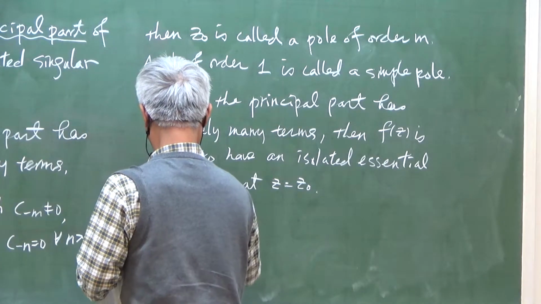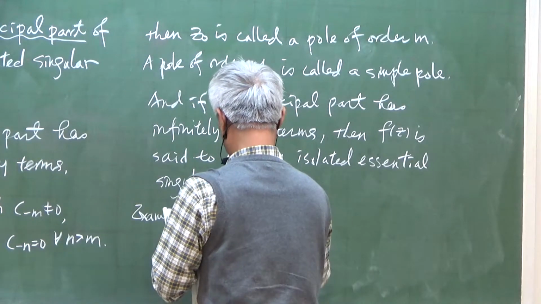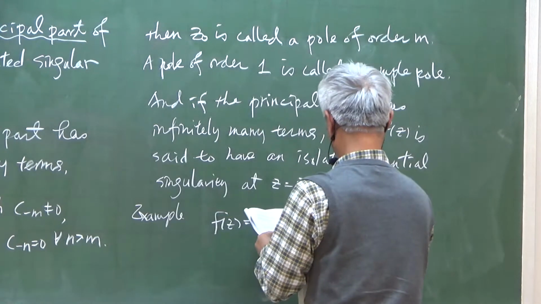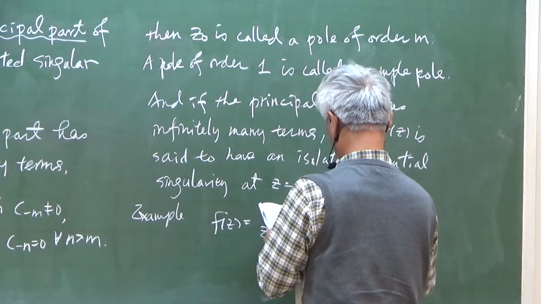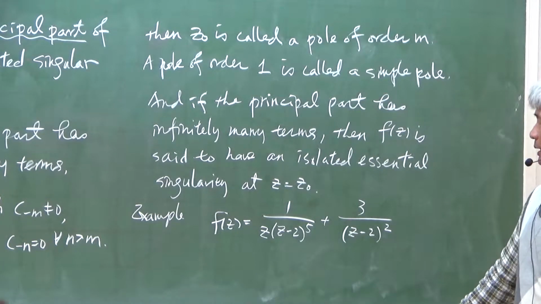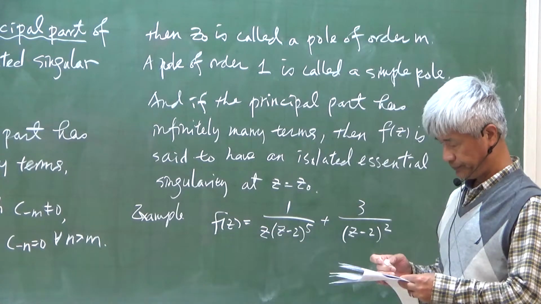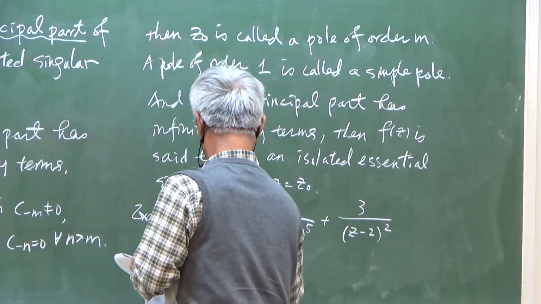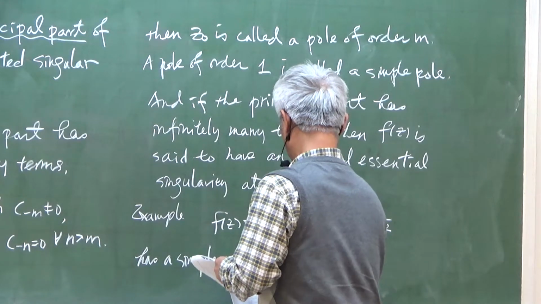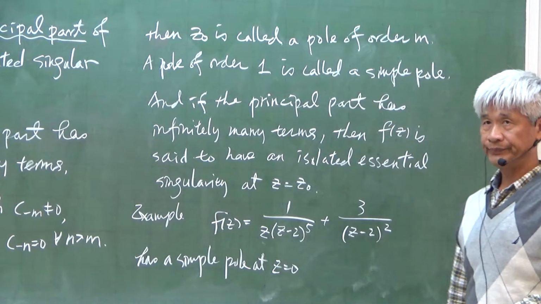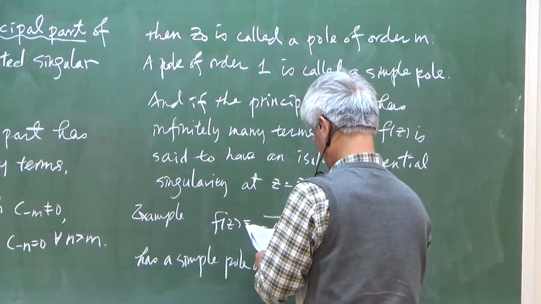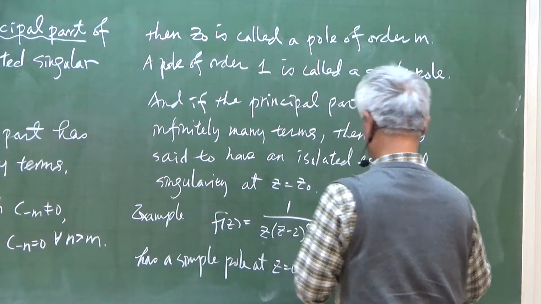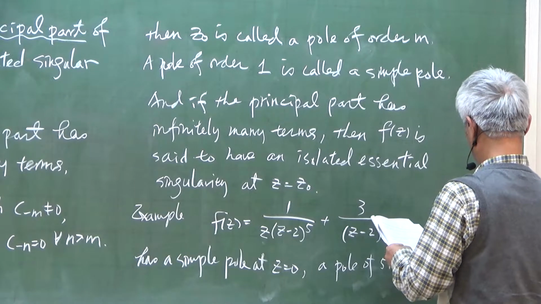Example. Suppose the complex function f of z is like this one. So we can see it has a simple pole at z equal to 0, and a pole of fifth order at z equal to 2.